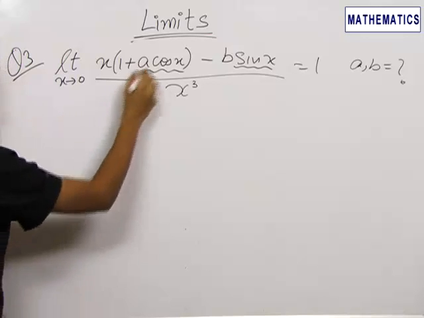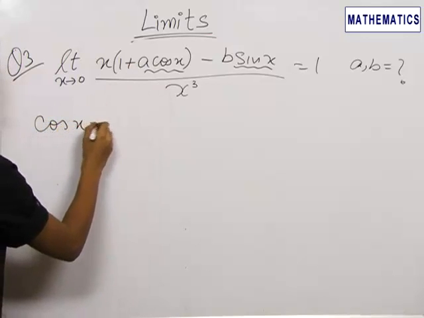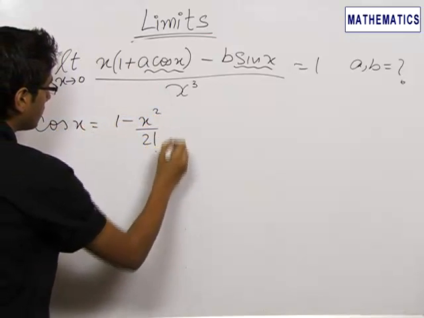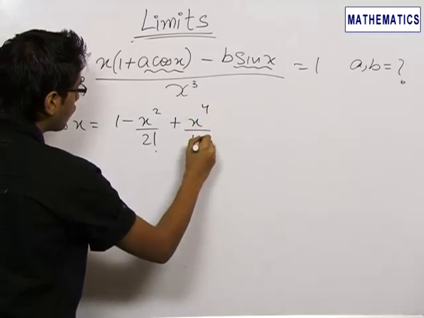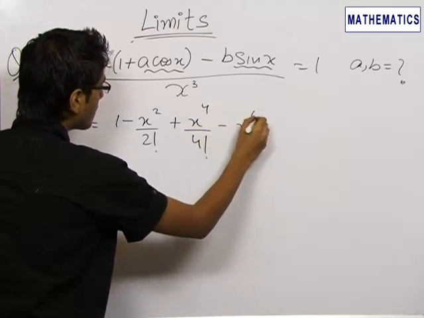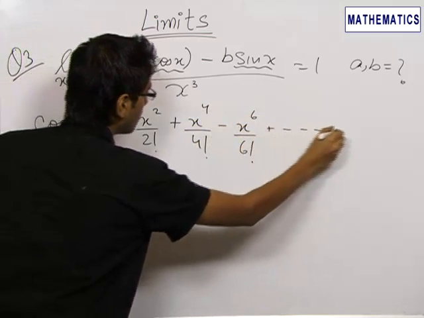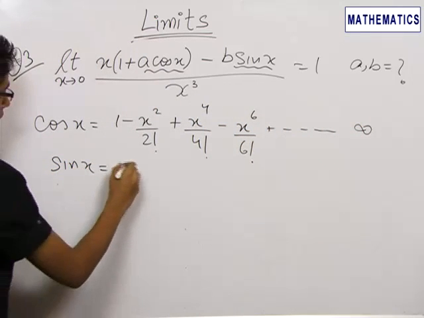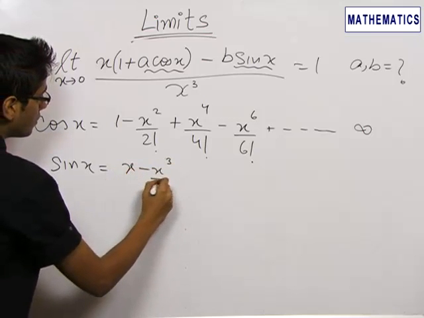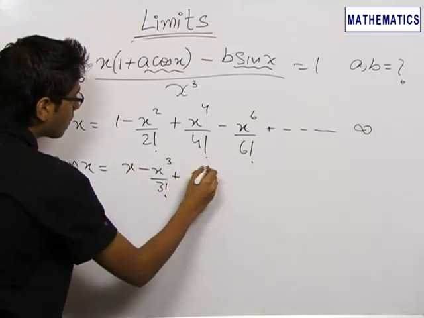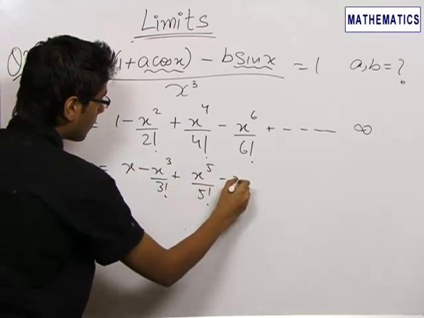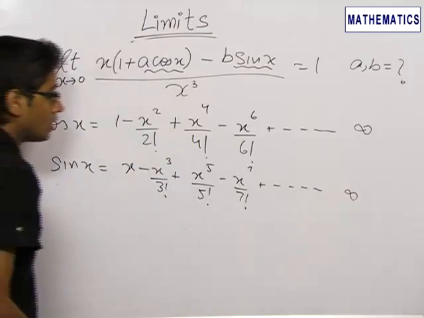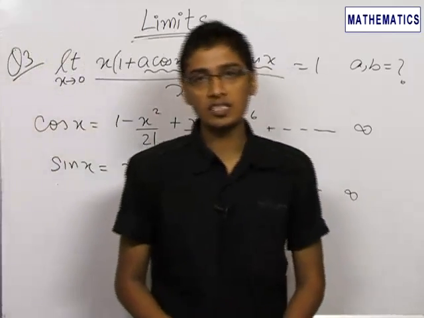Now the expansion of cos x is given by cos x equals 1 minus x square by 2 factorial plus x power 4 by 4 factorial minus x power 6 by 6 factorial up to infinity, and sin x is equal to x minus x cube by 3 factorial plus x power 5 by 5 factorial minus x power 7 by 7 factorial up to infinity. Now these are two expansions of cos x and sin x.